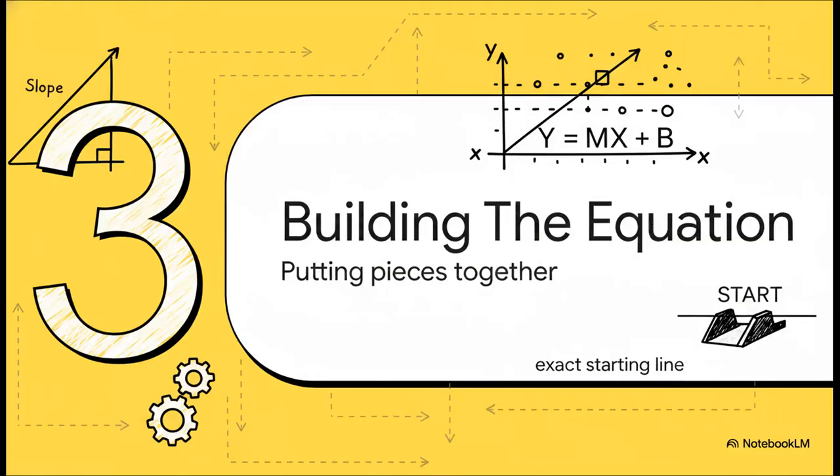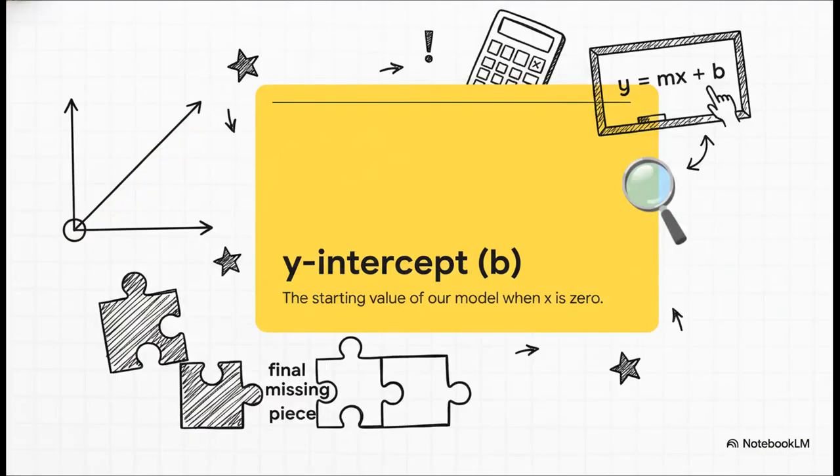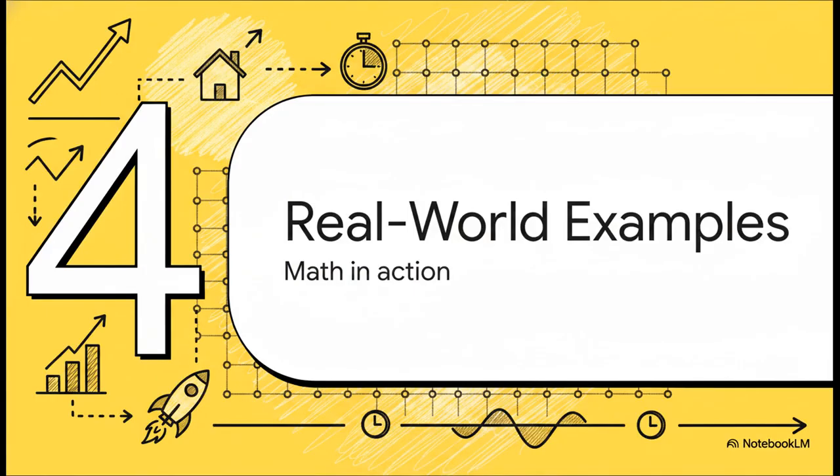Okay, section 3, building the equation, putting the pieces together. So we've nailed down the slope. Now we take that slope to figure out our exact starting line. In math, we call that starting line the y-intercept, and we use the letter b to represent it. It's just this starting value of our model, and finding it is actually super satisfying. Once you have your slope, or m, the y-intercept is just that final missing puzzle piece. You literally just plug your slope and one of your points into y = mx + b and solve for b. Boom, done.